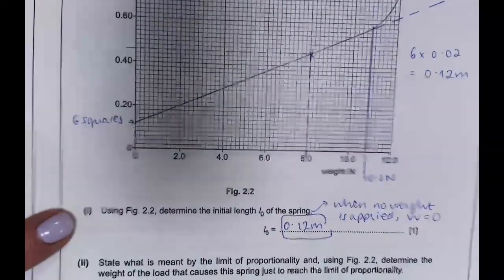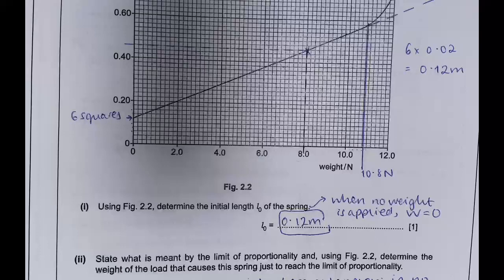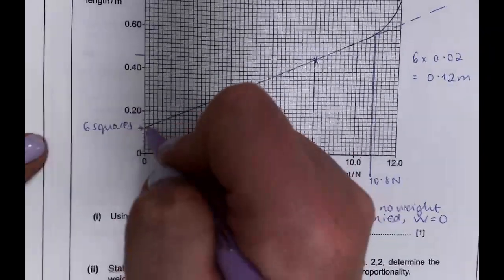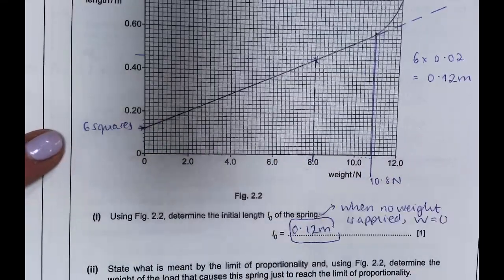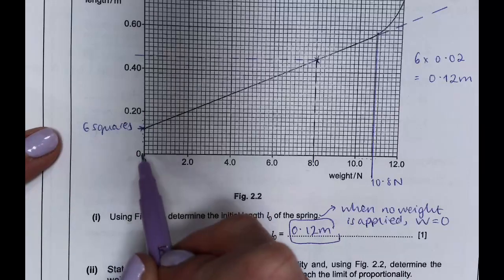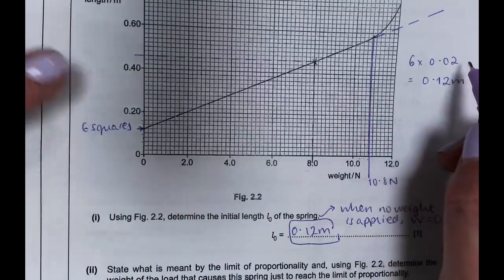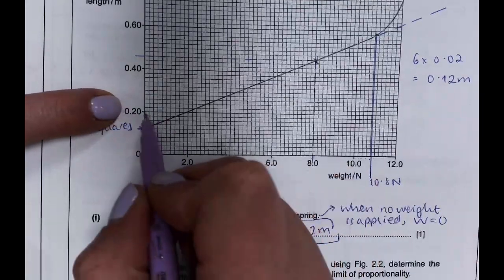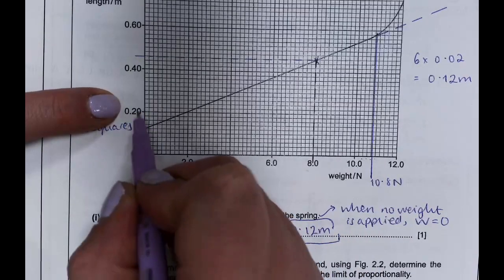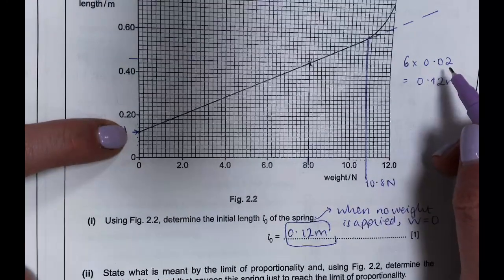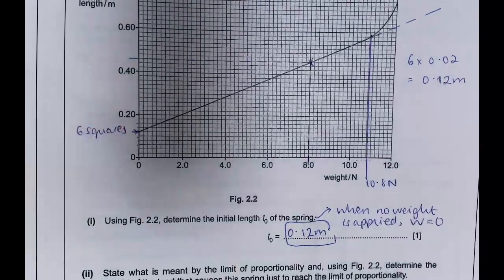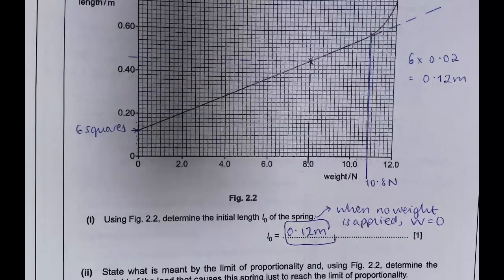So it says, for the first part, using figure 2.2, determine the initial length L0 of the spring. Well, obviously the initial length is going to be when no weight is applied, so that's going to be when weight is 0. And when weight is 0, our length of our spring is 6 squares up out of 10. Each of these small squares is worth 0.02. I know that because there are 10 squares between 0 and 0.2. So I'm just dividing that by 10. I know that I've got 6 of those 0.02s. So multiply those together and I get 0.12 meters. So that's my original length of the spring.